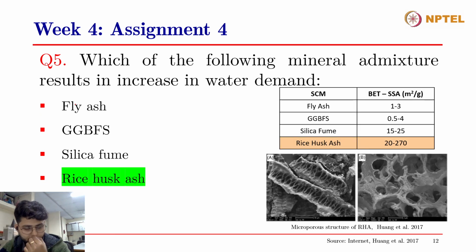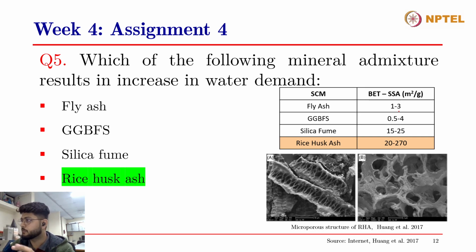All right, the correct answer to this question is rice husk ash. It has also been discussed in the lecture as well. So I have a comparison of the specific surface area estimated by the BET method of all these mineral admixtures. For fly ash, the BET SSA ranges around 1 to 3 meters square per gram. For GGBFS, it is around 0.5 to 4, depending on how fine you want to grind it.